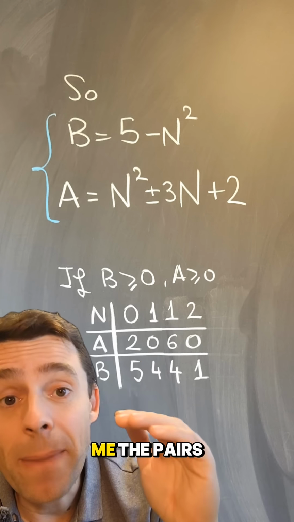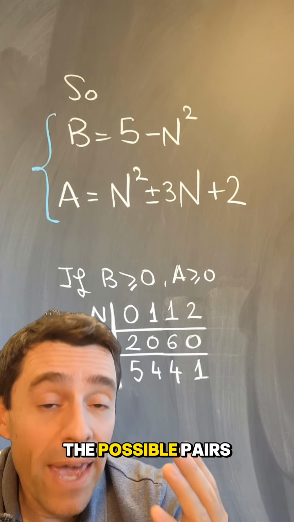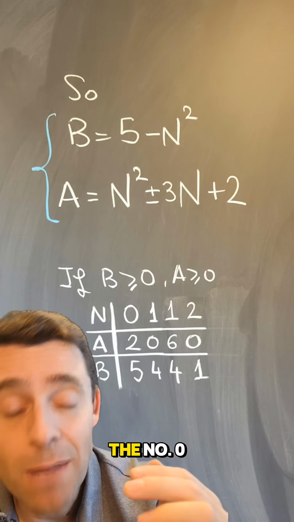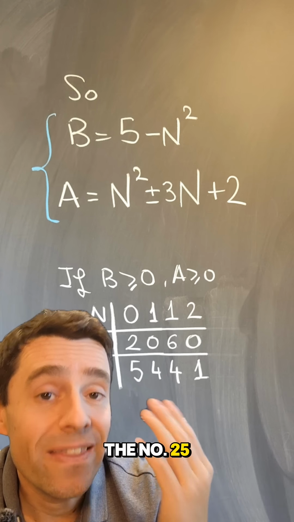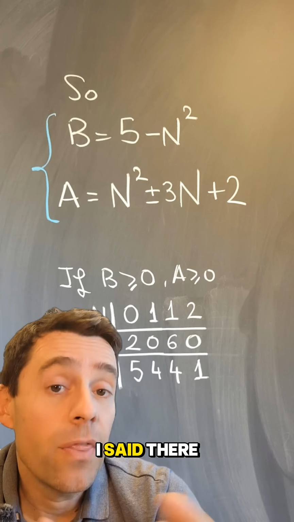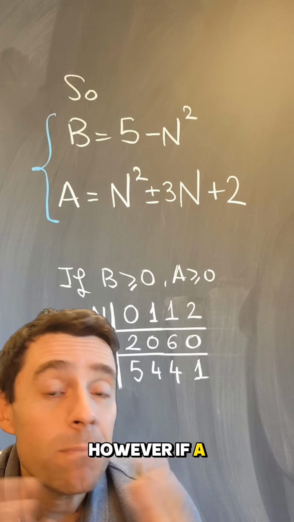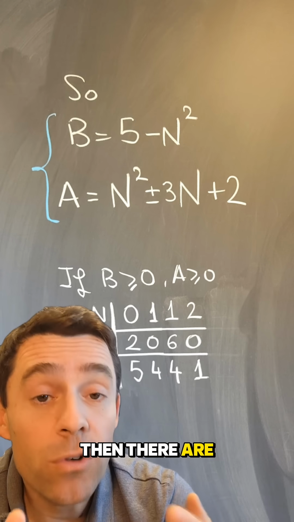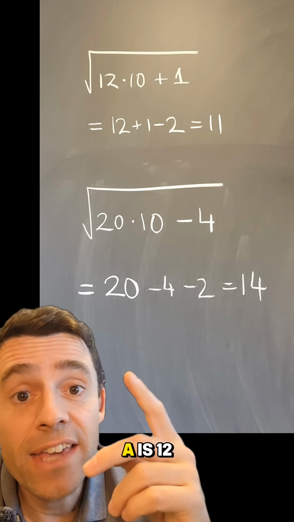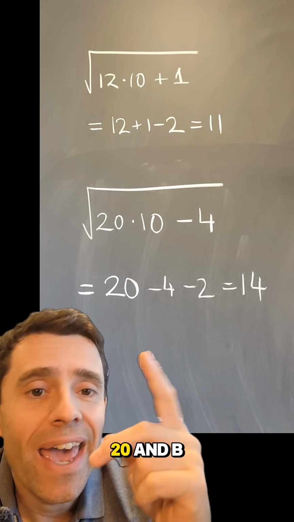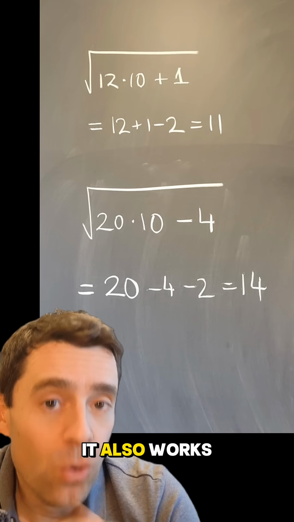And that gives me the possible pairs a and b, which correspond to the number 01, the number 04, the number 25, and the number 64, which were the only solutions that I said there were. However, if a and b can be anything, positive or negative, then there are more solutions. For example, if a is 12 and b is 1, it works. Or if a is 20 and b is minus 4, it also works.